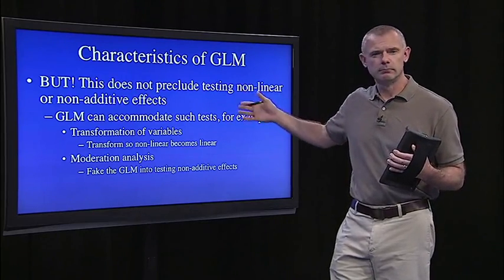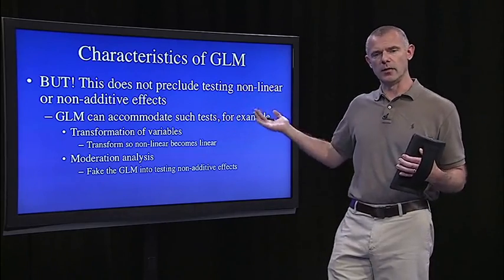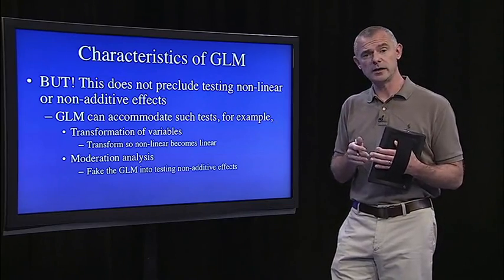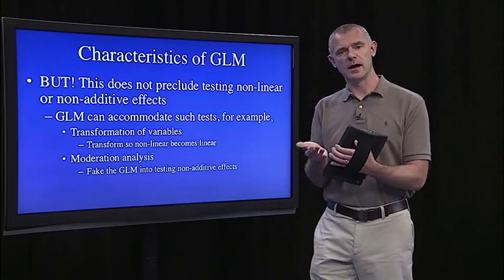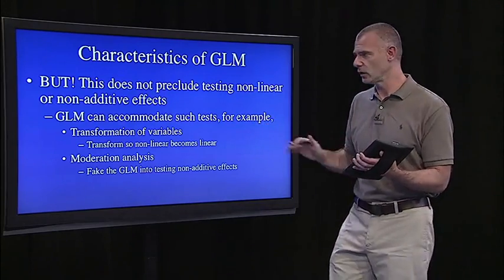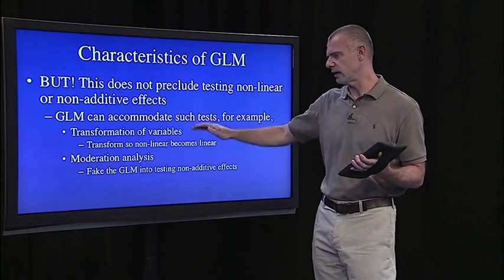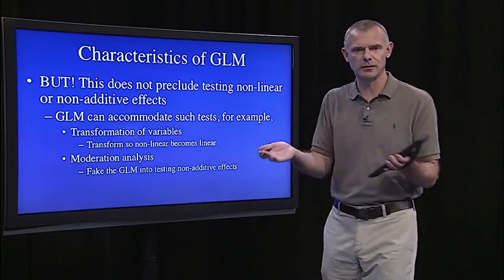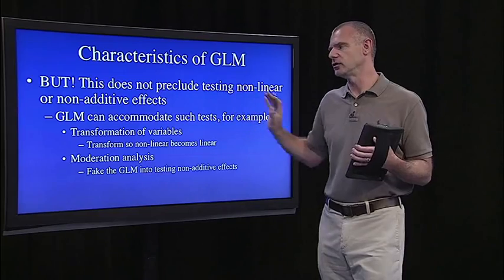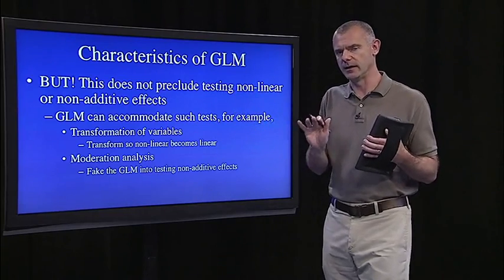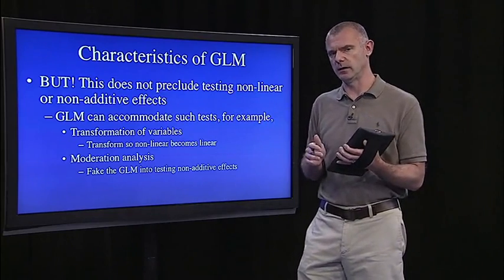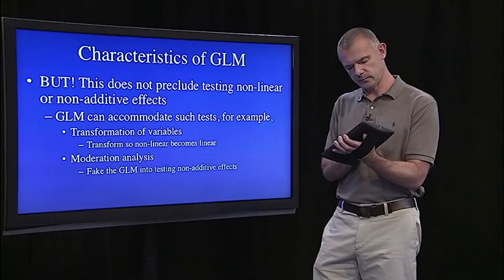The GLM, the R software, it didn't know that. It didn't know that we created a product term and put it in there. So it didn't know it was actually testing non-additive or interactive or moderating effects. So we can do that. We can also test for nonlinear relations by transforming variables. So that's the sort of cast that the GLM has, is linear and additive, but we can fake it out and put other things in there to test for nonlinear or non-additive effects.